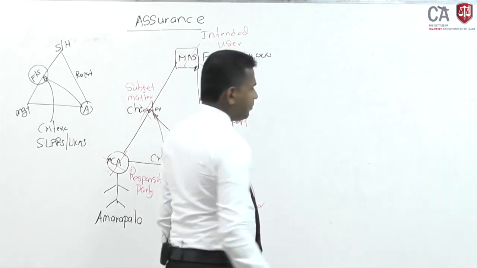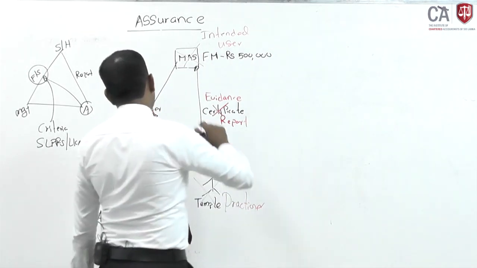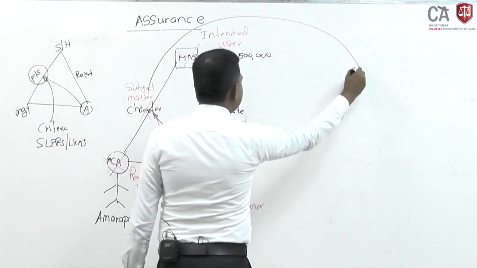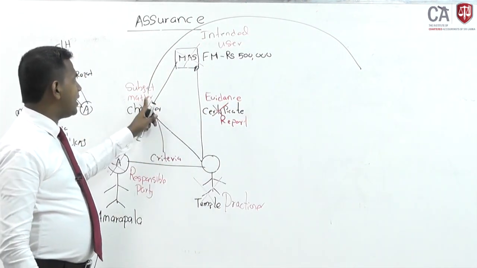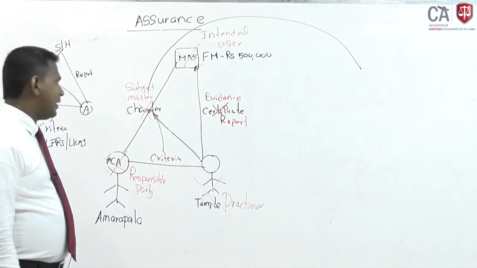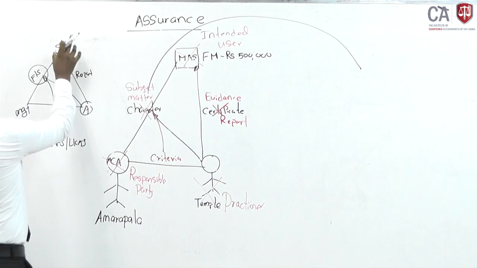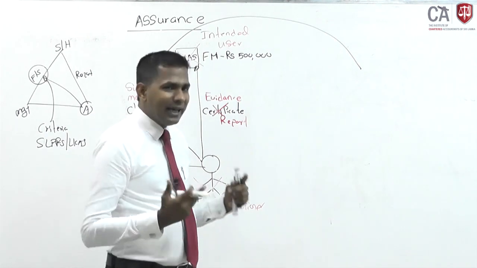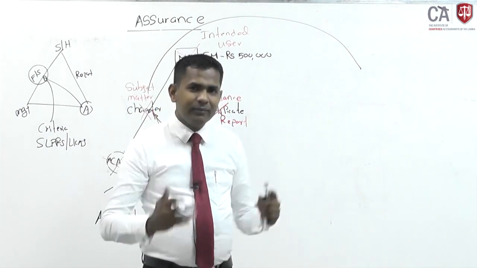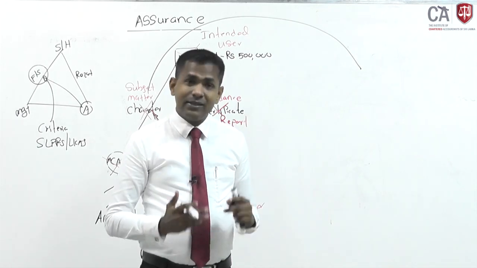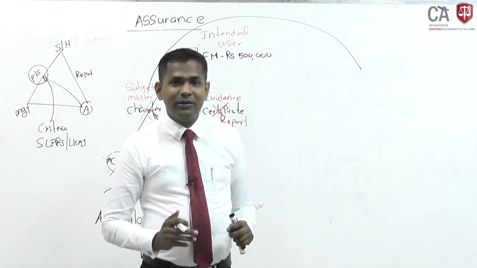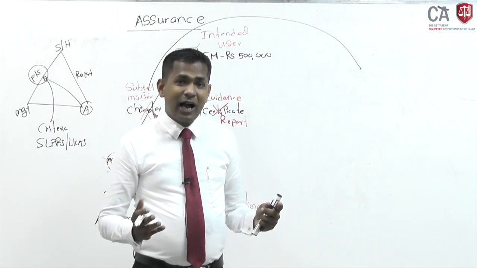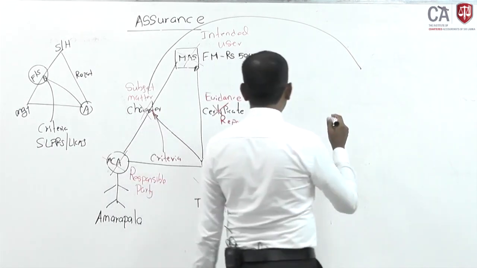Right. Now the important thing which I discussed during the first webinar: this practitioner gives an opinion on the subject matter to the intended user. In this particular example, the auditor gives a report to the shareholders on the finance statements prepared by the management. This certificate we can say good, bad, partly good, or 100% good. There are many. So there is a theory in the assurance framework which we should remember.